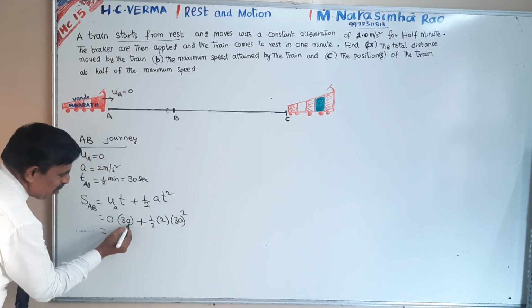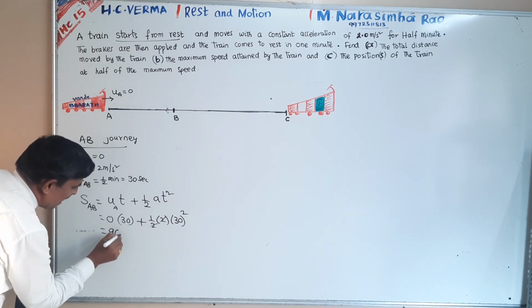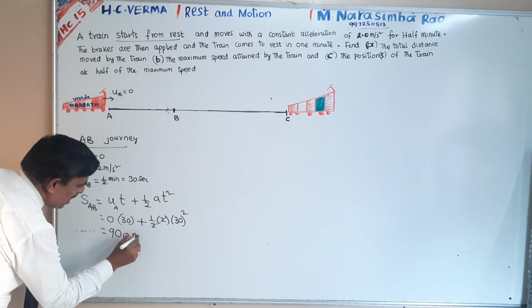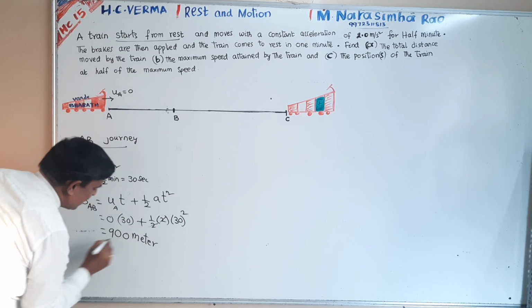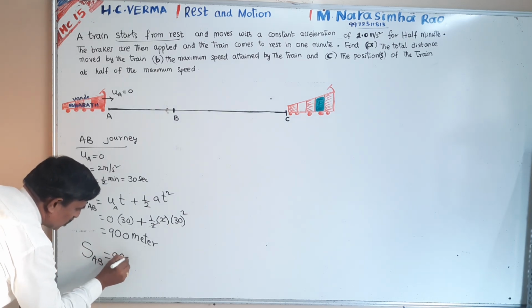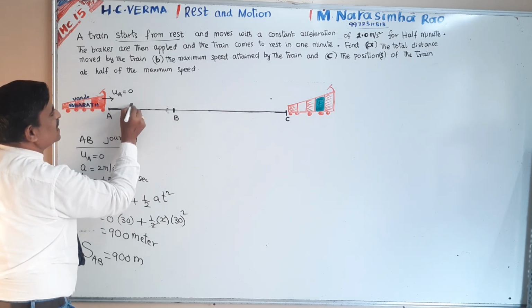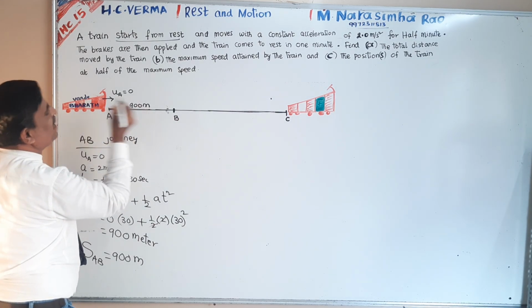Time is 30, square, I am writing square. 0 into anything is 0, so I am not writing it. The 2 gets cancelled. 30 square is 900. Distance traveled unit is meter. Distance between A and B is equal to 900 meter.